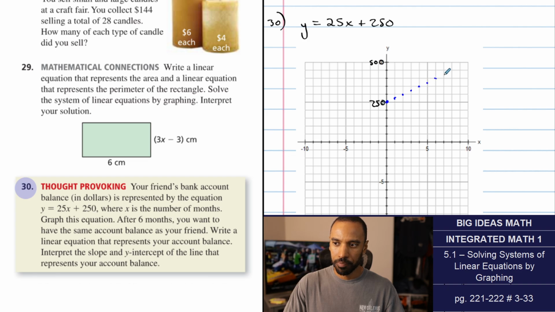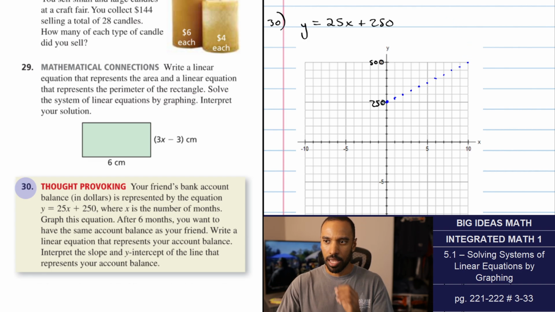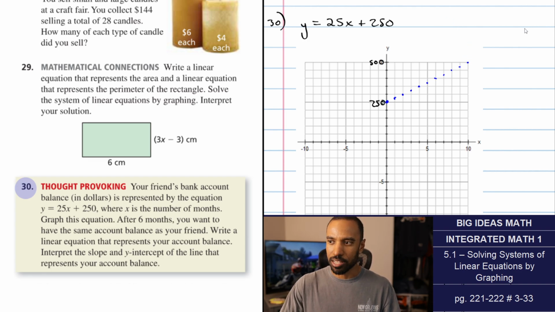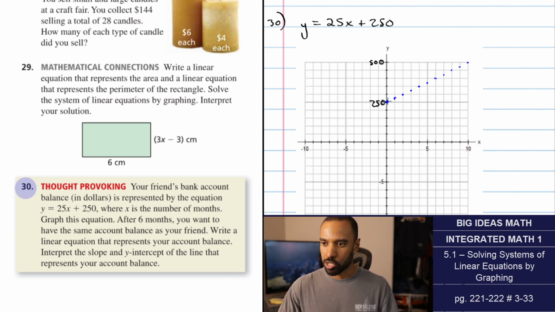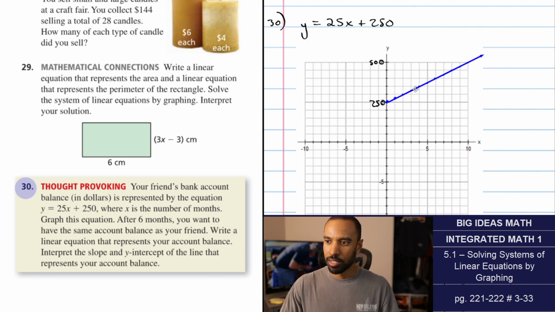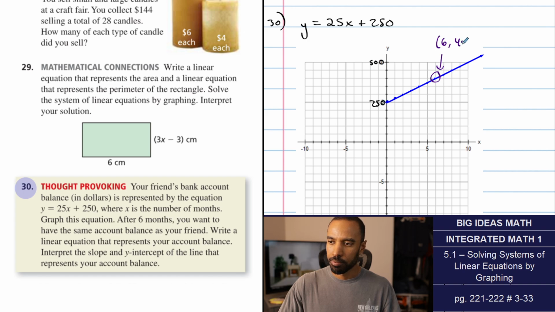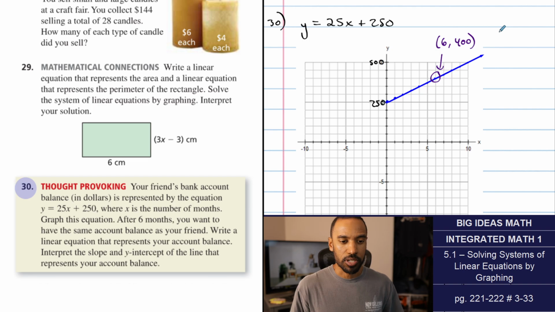But what I need to do is I need to make an equation for myself that represents the same thing. Now, your friend's domain starts at that 250, is my guess. So I actually should just start it right here and move forward. Now, I need to have the same account balance 6 months later. I need to get this solution for myself in my equation. Now, what dollar amount is my friend at? These are my 50s, right? 300, 350, 400. So at 6 months, they have $400. I need to have $400 after 6 months as well.